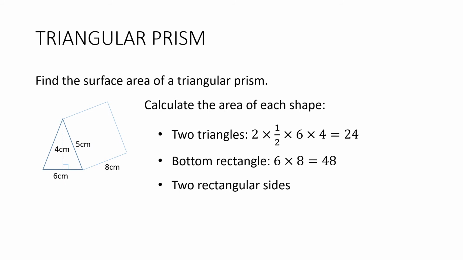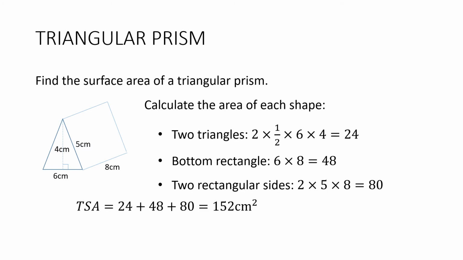And then finally the 2 rectangular sides. So they're going to be 5 times 8, which is 40, and we're going to double it. So that's 80 centimeters squared. So our total surface area is going to be 24 plus 48 plus 80, which is 152 centimeters squared. Now when you set out a question like this, make sure you give lots of working out, and your final answer, make sure you include the units.